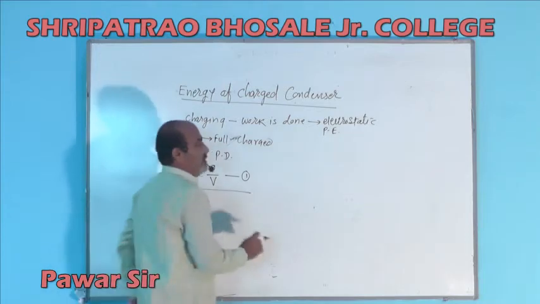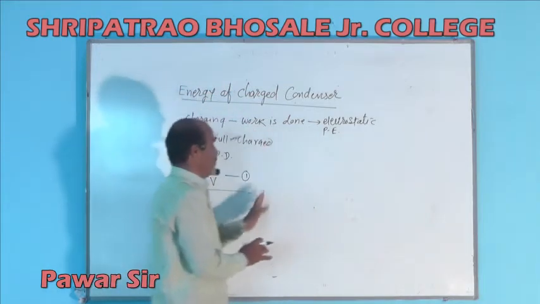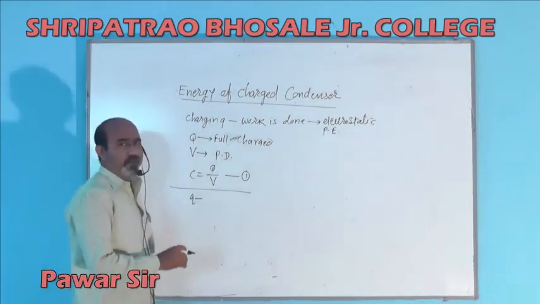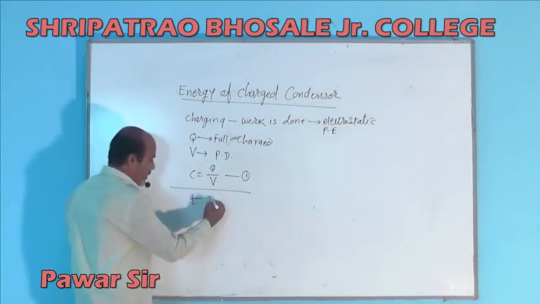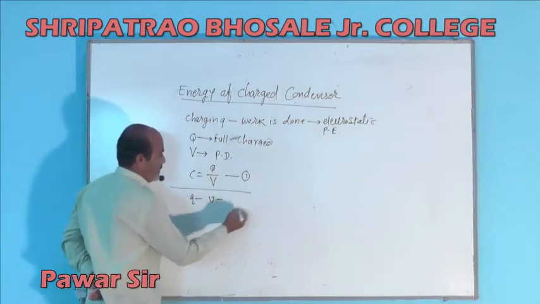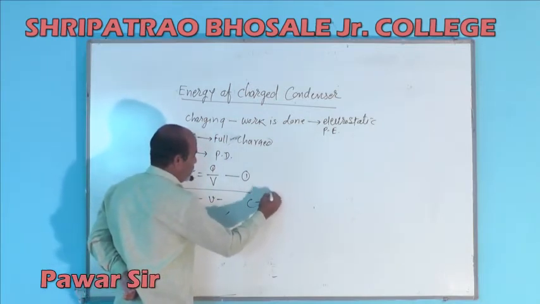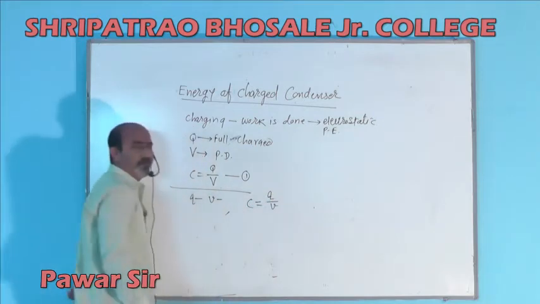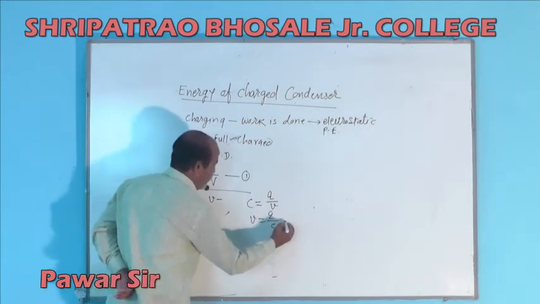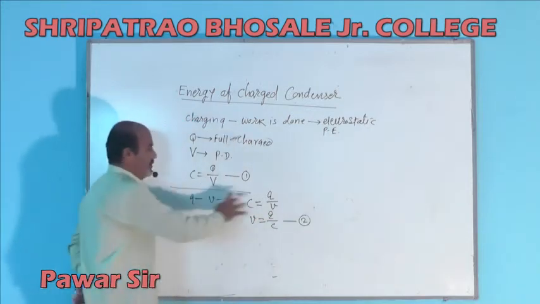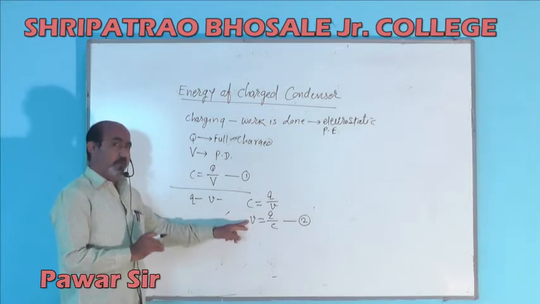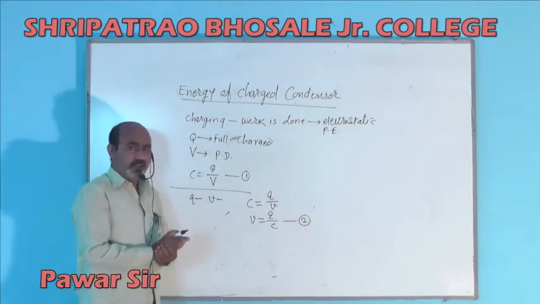Now we consider an intermediate step. During this process of charging, let Q be a charge on plate of condenser and V is potential difference between plates. So we can write its capacity C is equal to Q divided by V, or V is equal to Q divided by C. This is equation 7. This is the intermediate step. Now V is potential on the plate. We have to deposit a small charge dq on it.